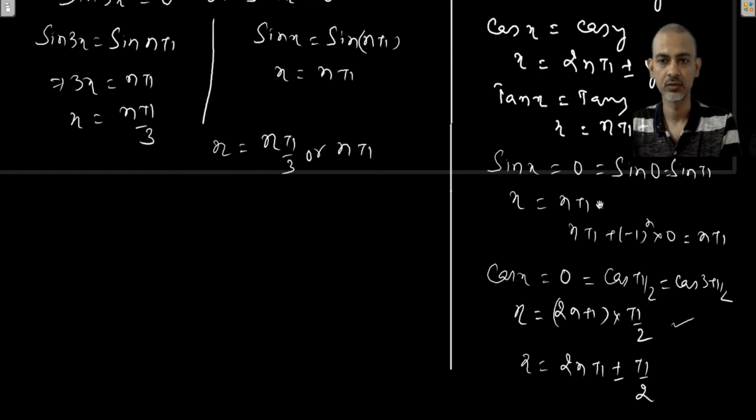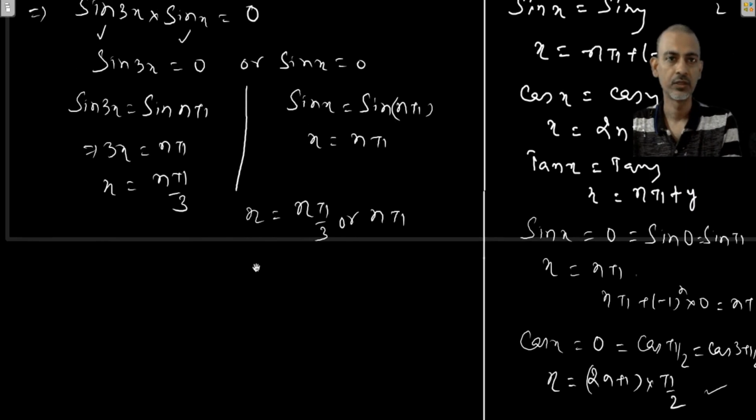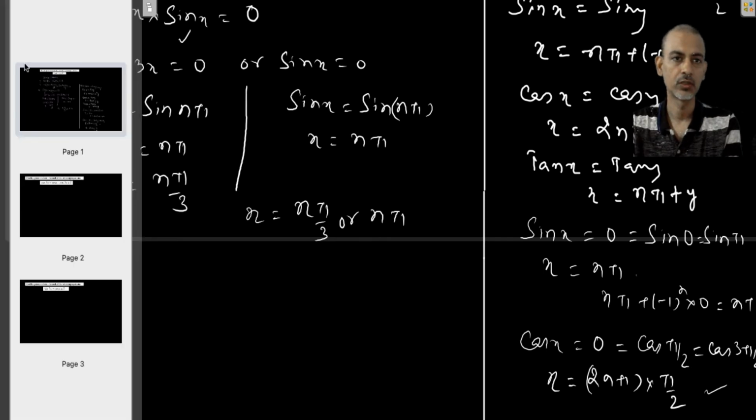Sin x equals 0, and this is what we will get over here, right? And so whenever we get something like this, we simply write this is equal to n pi, and this is what we get. Alright, hope this is clear.